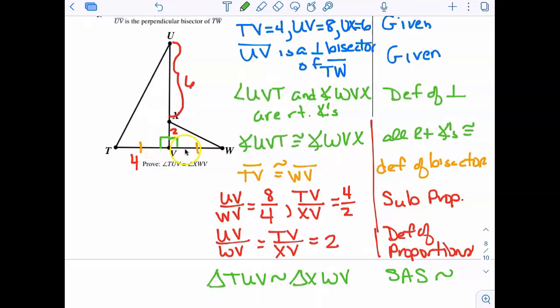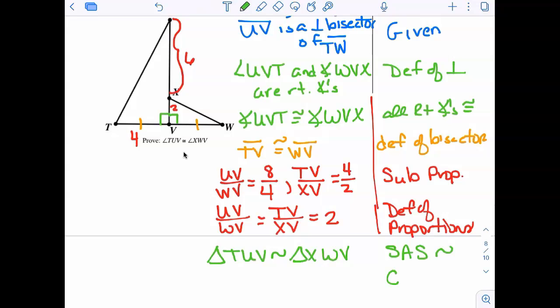And now that I've proven that these 2 triangles are similar, we're trying to prove that angle TUV is congruent to angle XWV. And so now I can do that by corresponding angles of similar triangles are congruent. So angle TUV would be congruent to angle XWV. And that finalizes problem number 5 for us.